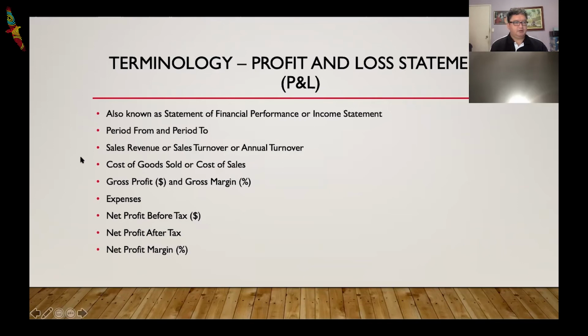Okay, so let's have a look at some of the terminology that's used. And today we're looking at profit and loss statements, or P&Ls, is what they're sometimes also known as. They're also known as statement of financial performance or income statements.